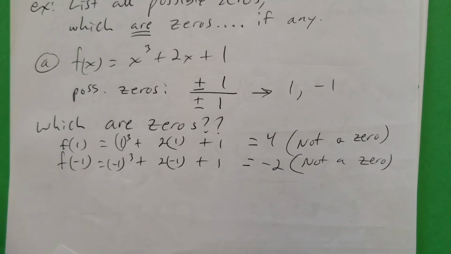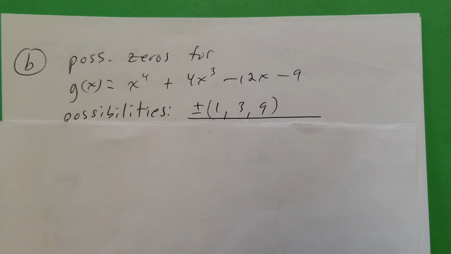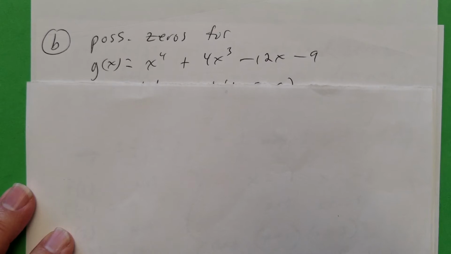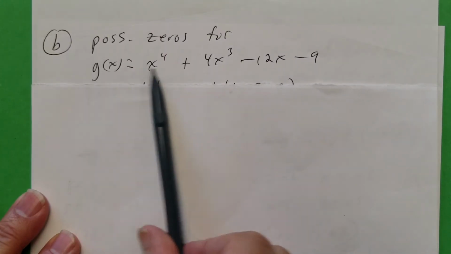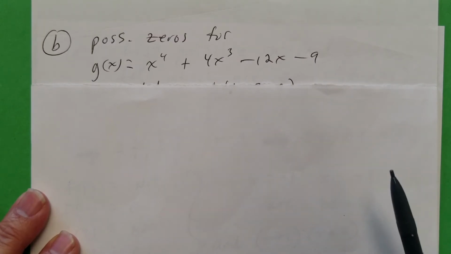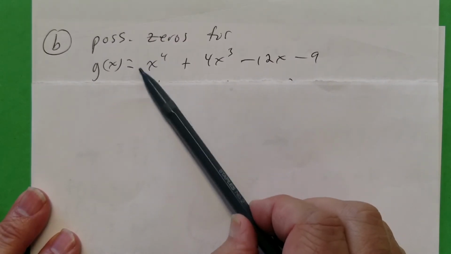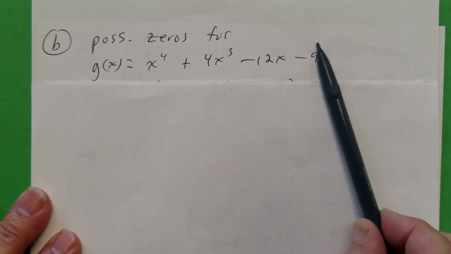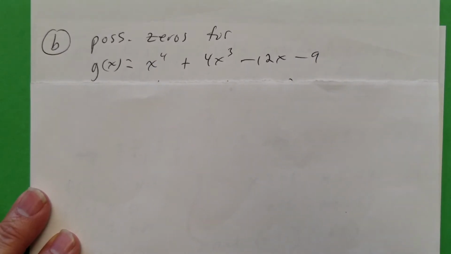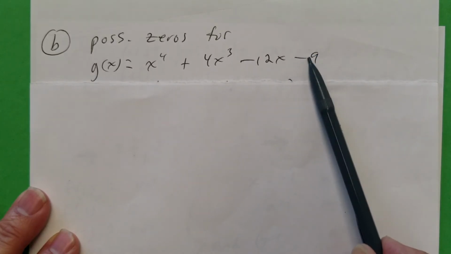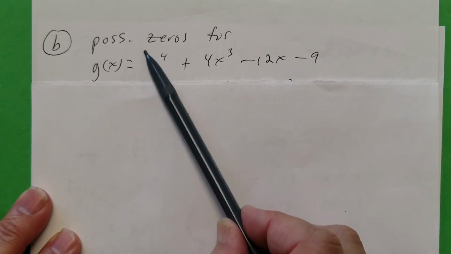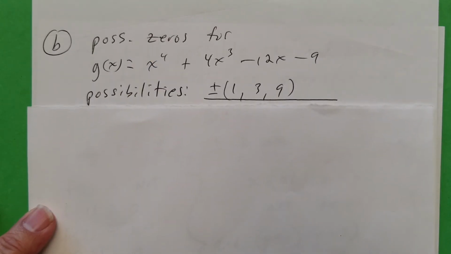Okay? Let's do it again. This time there'll be some yeses. So, find the possible zeros using our rule, our theorem, for this function. Remember, we deal with the first coefficient we see, which is 1, and the last coefficient we see, which is negative 9. So we're going to put all the factors of the last coefficient on top, all the factors of the first coefficient on the bottom. Isn't this right?